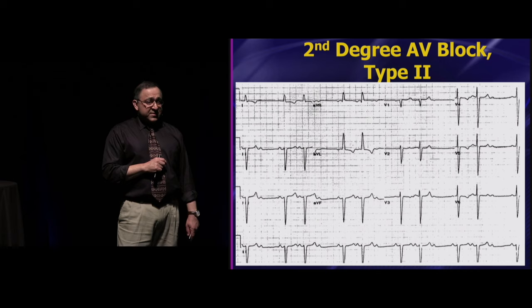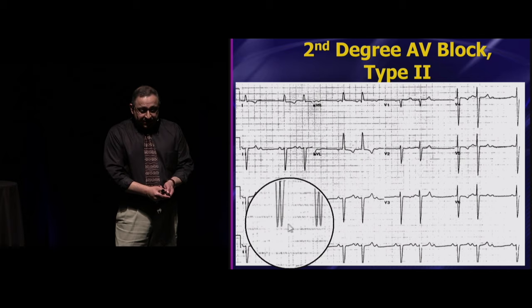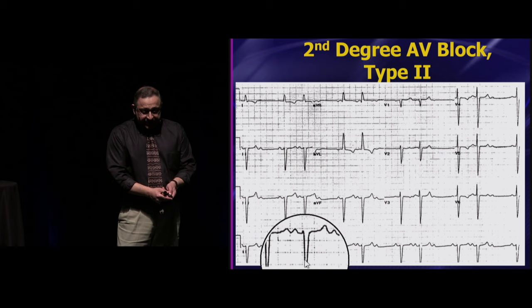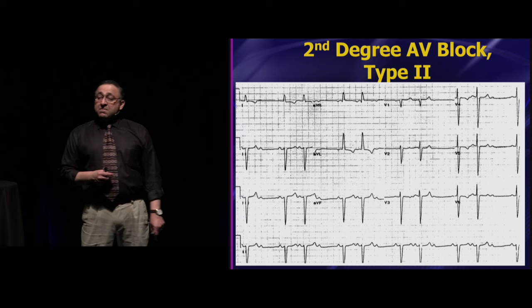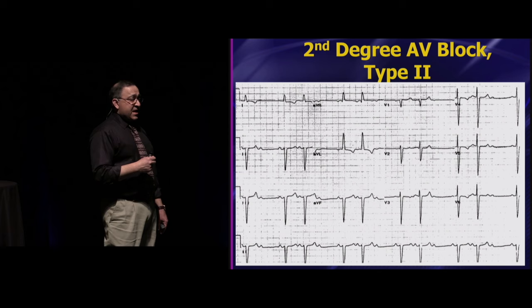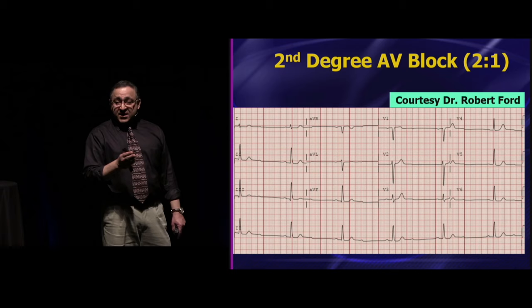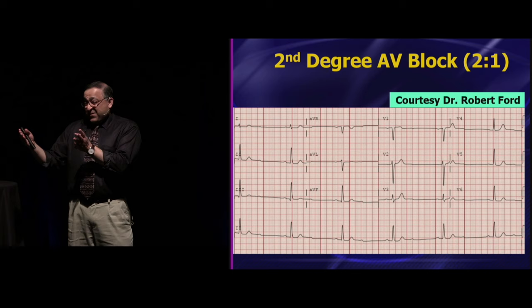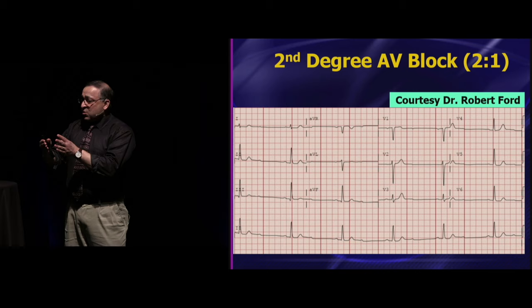And you'll notice that with this Mobitz 2, there's three P waves, one, two, three P waves for every two QRS complexes. So this is called 3-2. Maybe you'll see 4-3. You might see 5-4, 6-5. Whatever you may have. When you see a second-degree AV block with 2-1 conduction, technically, you don't have enough PR intervals to figure out whether it would be lengthening, Mobitz 1, or staying constant, Mobitz 2.